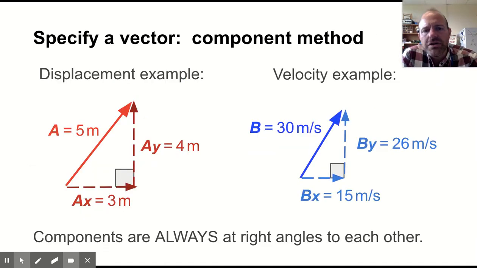We can also do this with components. Whenever you have a vector, say this vector A that is 5 meters long, it has an x component, or a horizontal component, of 3 meters and a y component of 4 meters. This, of course, being my favorite right triangle, the 3, 4, 5 right triangle. And these components are always at right angles to each other. So they give us very nice ways of defining it. We can also do this with velocity, 30 meters per second at some angle. We have the x and the y components.